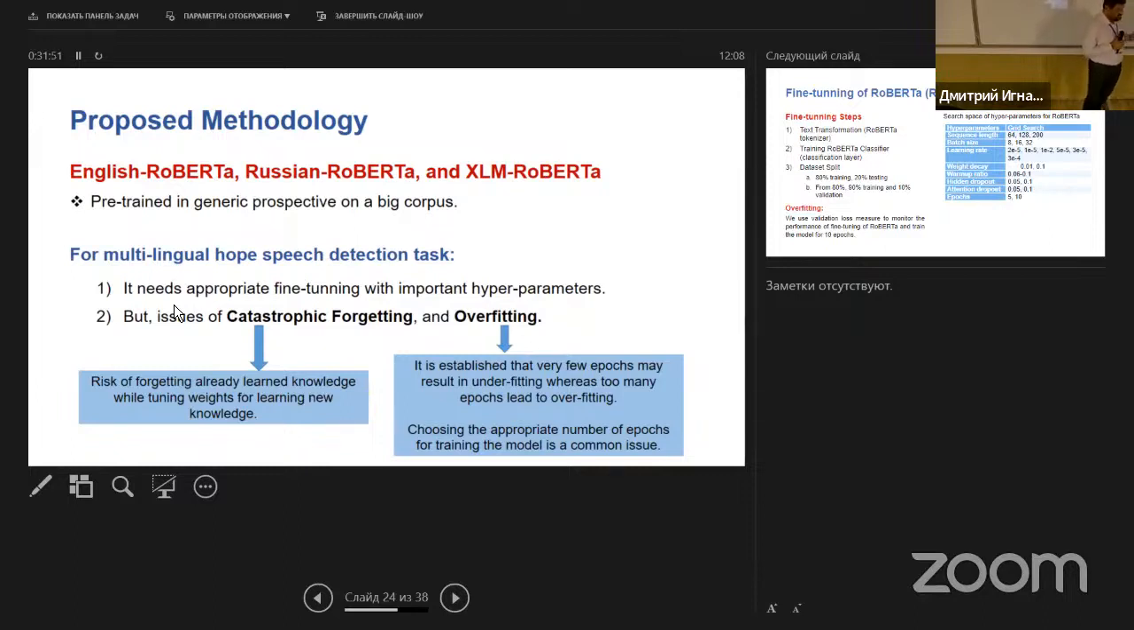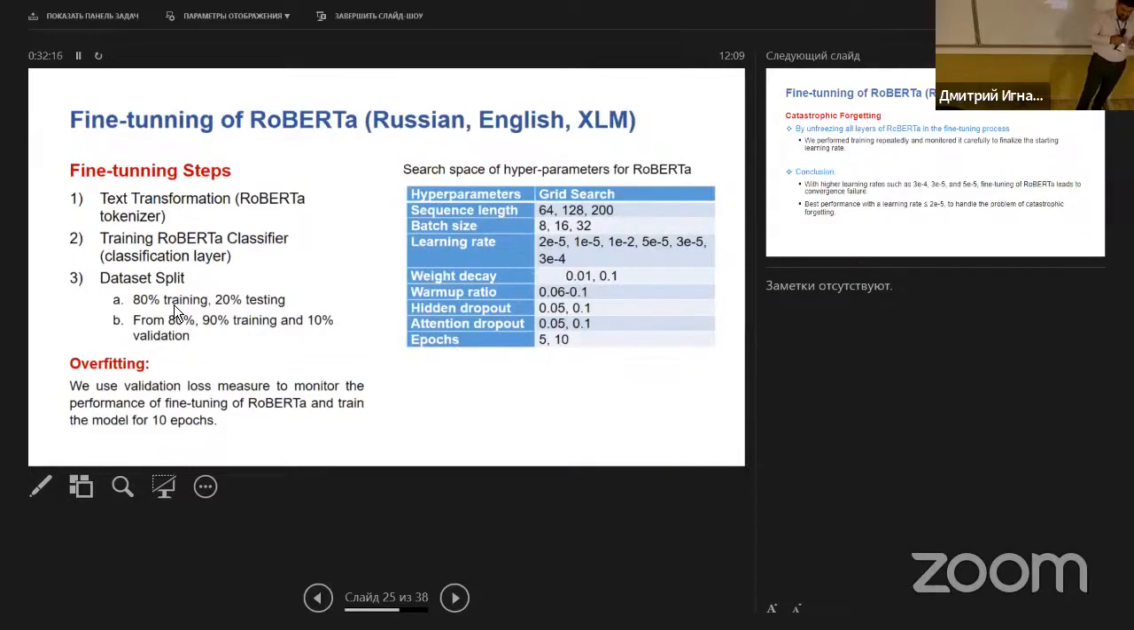The other point is overfitting or underfitting. That is related to the number of epochs. If we choose too many epochs, our model could overfit. If we choose a very small number of epochs, it could underfit. So we have to choose the appropriate number of epochs so that our model does not underfit and does not overfit. Okay, so these are the hyperparameters, and we apply the grid search methodology to search the values of the hyperparameters.